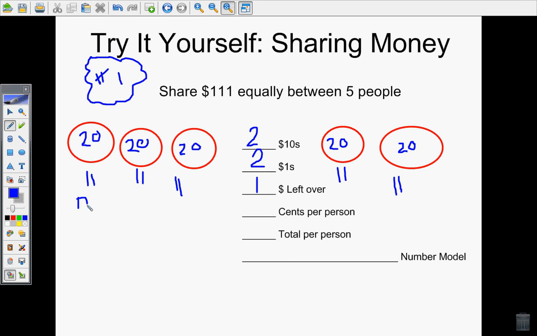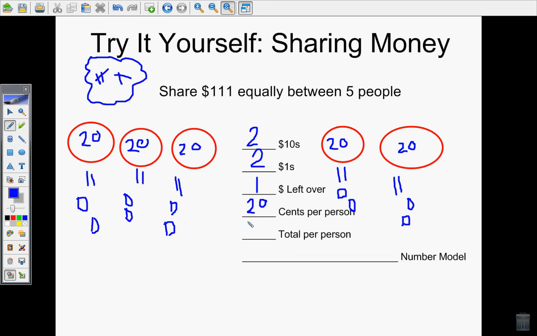So we got 10, 20, 30, 40, 50. Let's try another set of dimes. 60, 70, 80, 90, and 100 cents, which is exactly $1. That worked out perfectly. Each person got 2 dimes, and it used up my dollar exactly. 2 dimes is worth 20 cents.